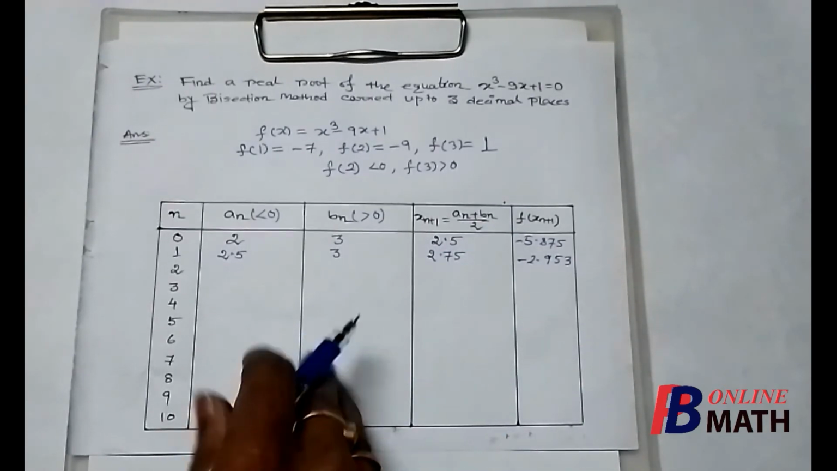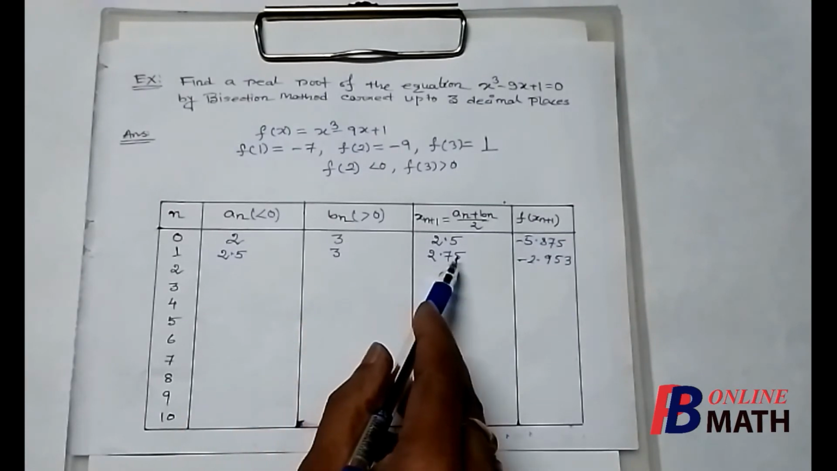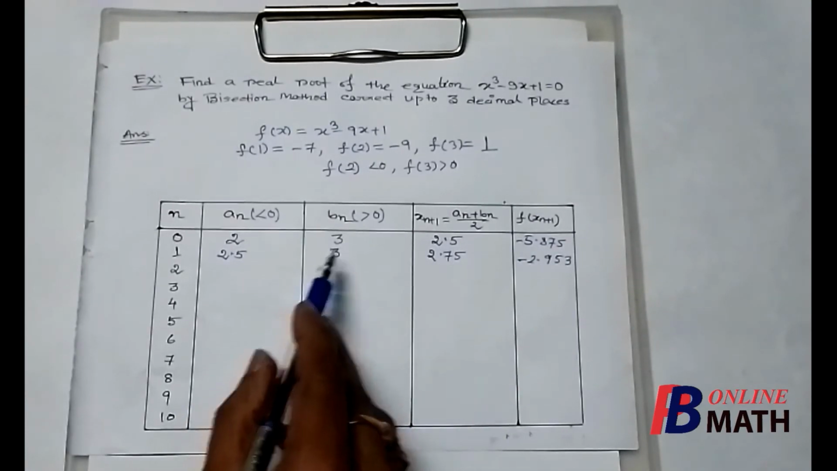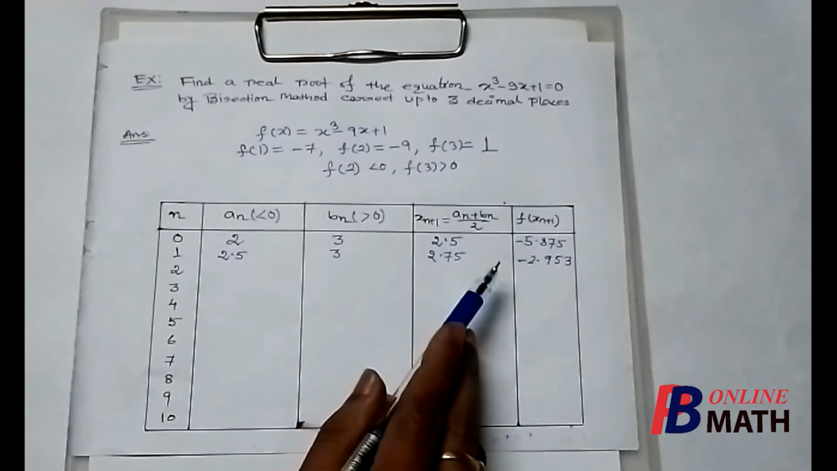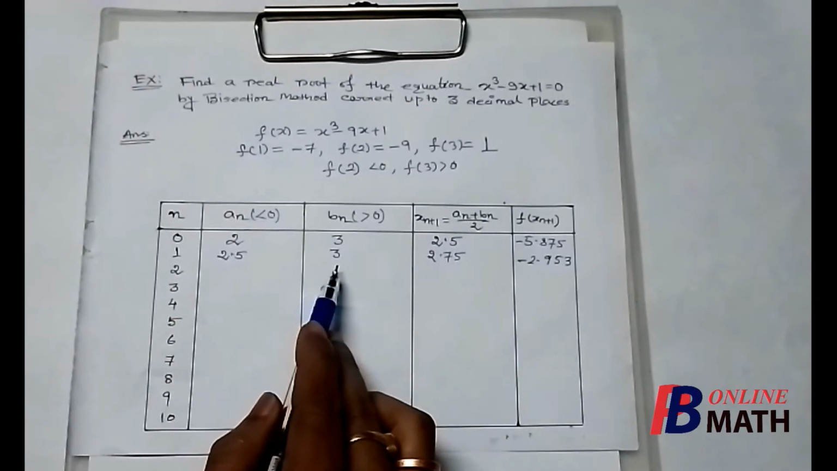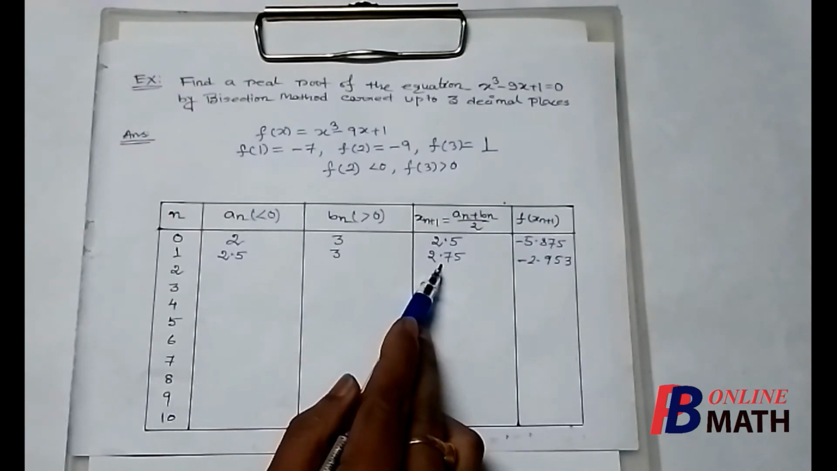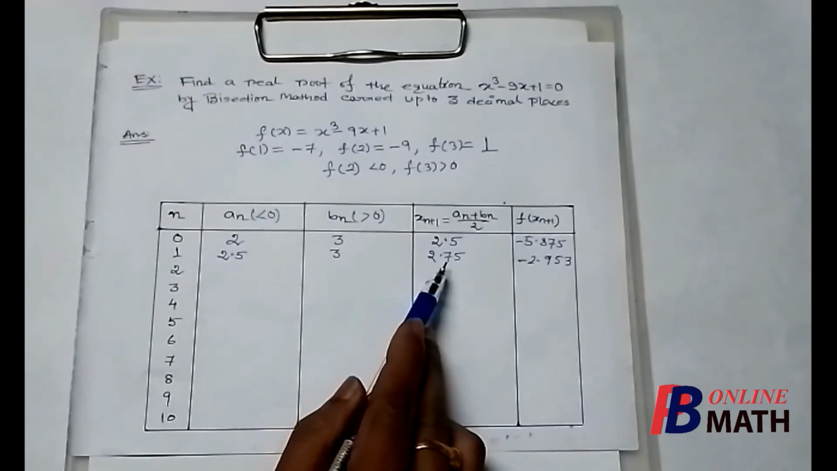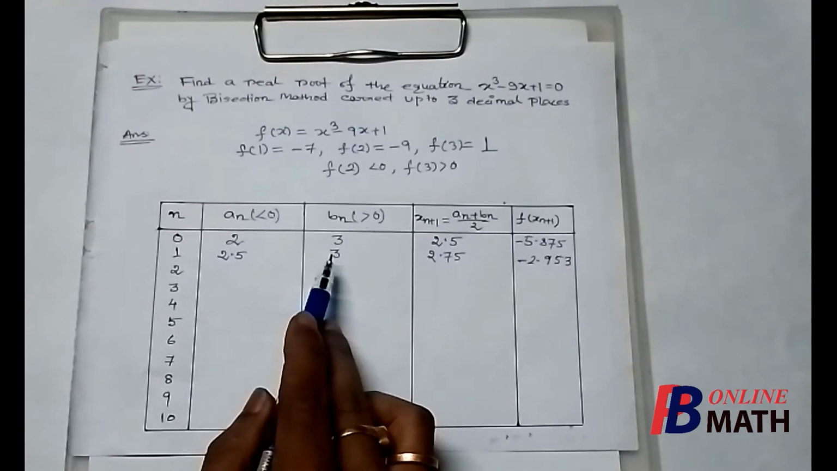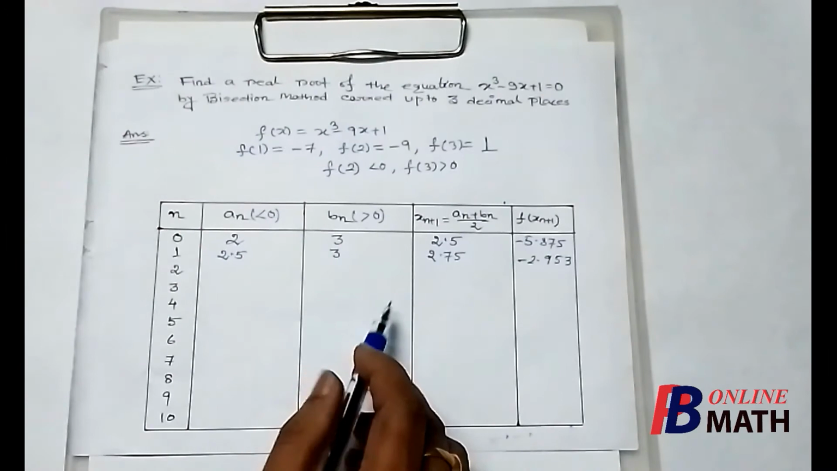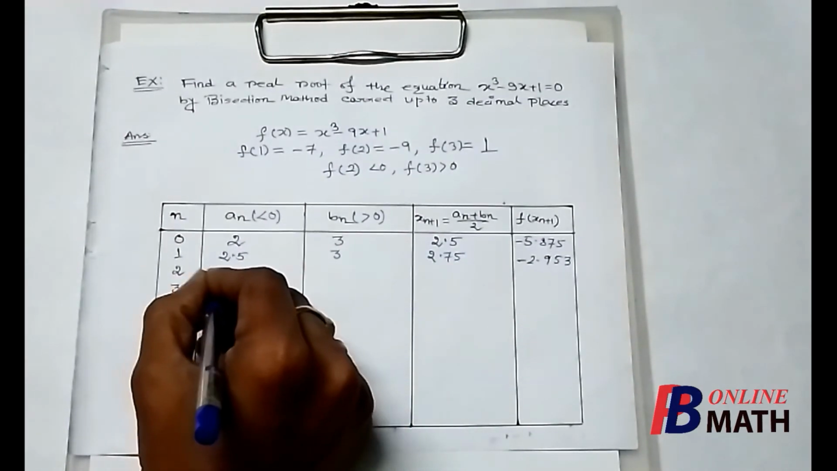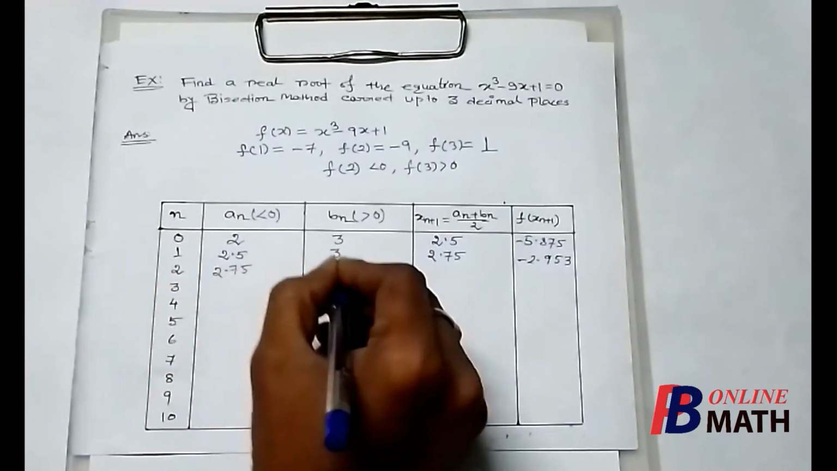So again we have found that the functional value at the point 2.75 is negative. So f(2.75) and f(3), these two have different sign, because f(2.75) is negative and f(3) is positive. So the functional values at 2.75 and 3 have different sign. So in the next step we shall use this interval between 2.75 and 3.